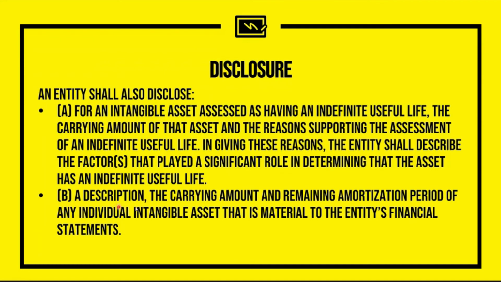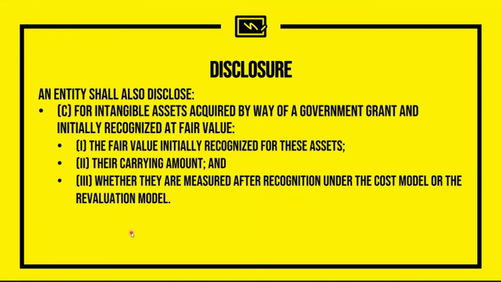Letter B, a description and carrying amount and remaining amortization period of any individual intangible asset that is material to the entity's financial statements. So meaning, these are intangible assets that are directly related to the capacity of the entity to continue as a going concern. Meaning, if these intangible assets suddenly got impaired or suddenly got removed from the entity, then it's going to have a major effect on our financial statements.